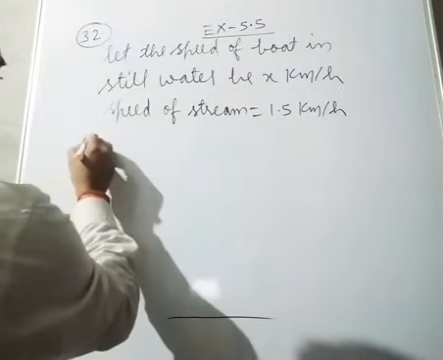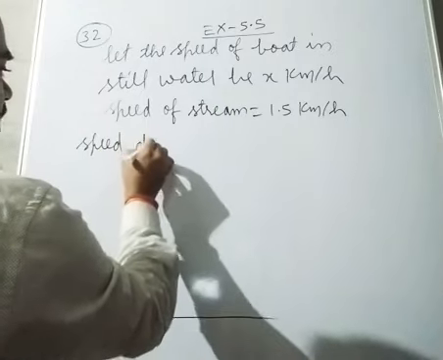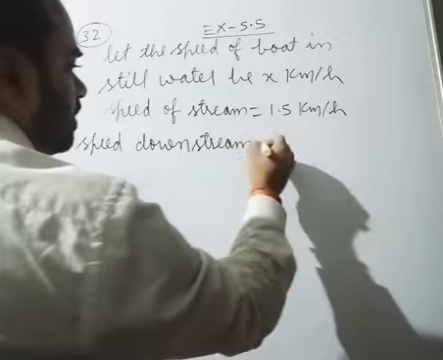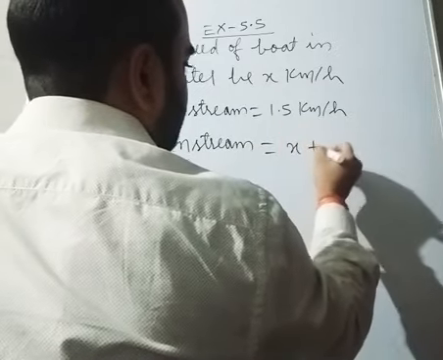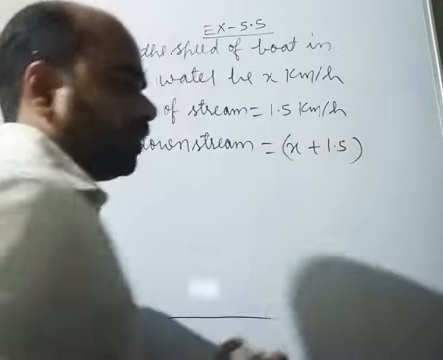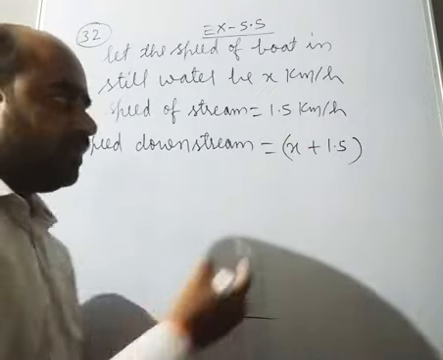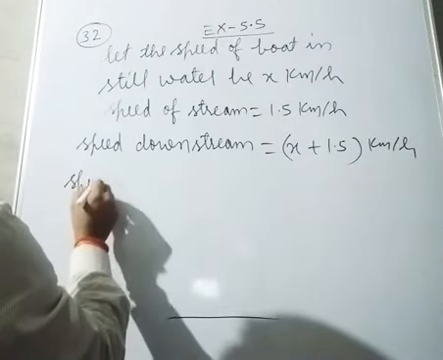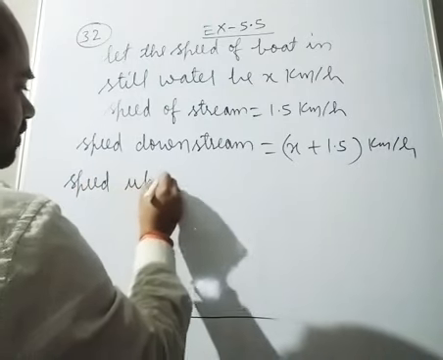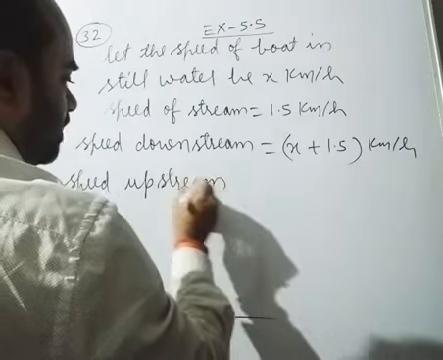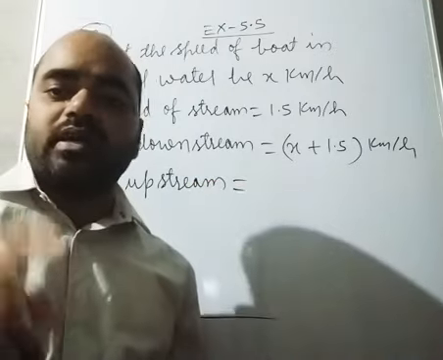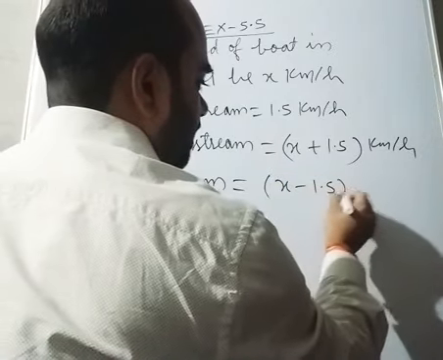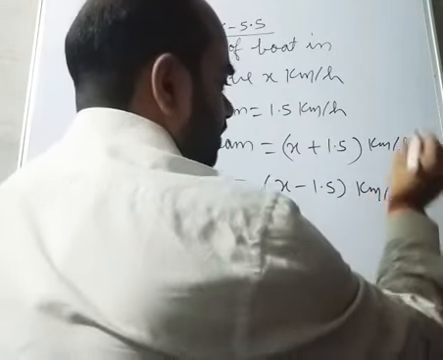Therefore, what is the speed downstream? The boat is moving in the direction of the stream, so the speeds will be added. But what is the speed upstream? The boat is moving against the stream, so it is subtracted: x minus 1.5 km per hour.